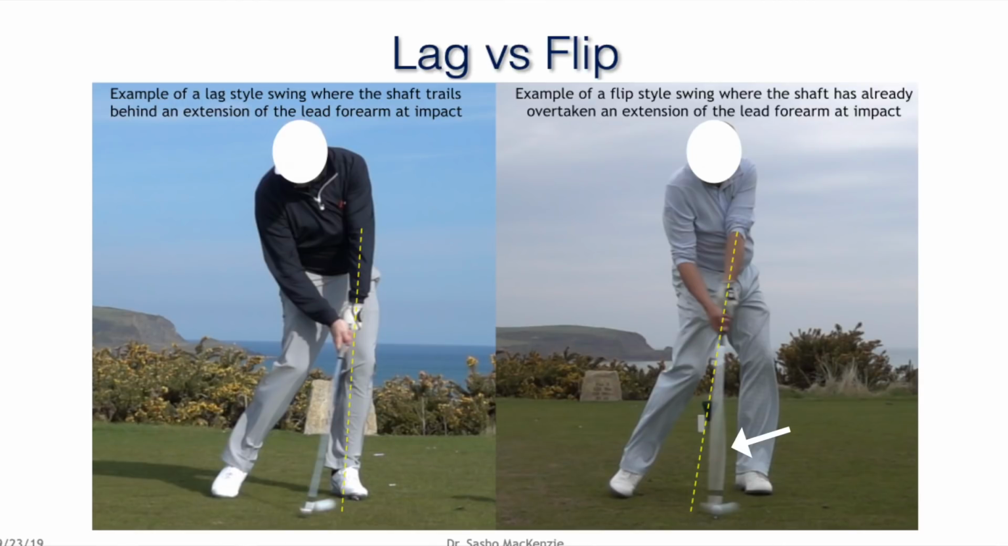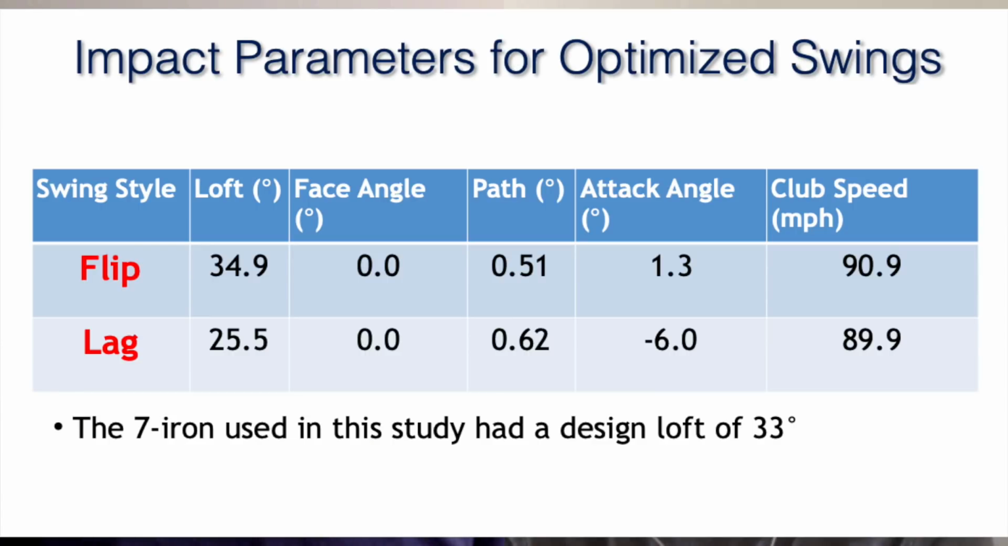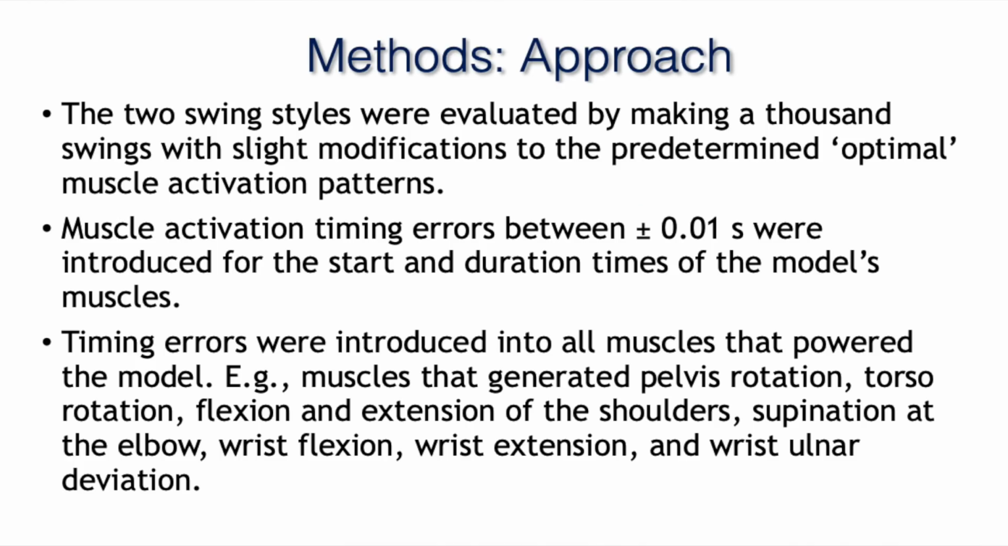So I said what I'm fascinated in is trying to compare a flipped impact, where the golf shaft would have already overtaken the golfer's lead forearm before impact, versus a lag impact where the club shaft is trailing behind the golfer's lead forearm at impact. And I'd like to know if we optimize a flip swing and we optimize a lag swing, and then through his software, we're able to purposefully introduce muscle misactivation timing. So we mistime the downswing on purpose to see what happens to the club face, the club path, the angle of attack, and all those other variables.